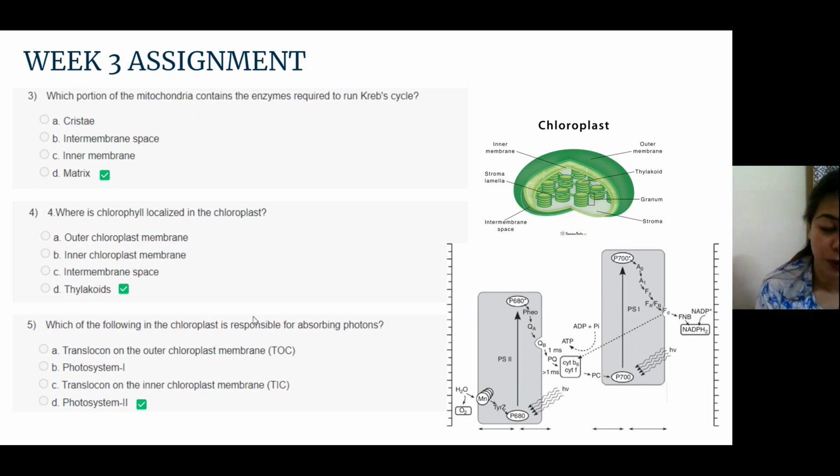But if you look at the other options here as well, you'll see that there is a translocon on the outer chloroplast membrane, or TOC, photosystem 1, photosystem 2, and the translocon on the inner chloroplast membrane, which is TIC. So among these, the correct option, as you can obviously see in the diagram as well, is photosystem 2, and that will cover the scope of this question.